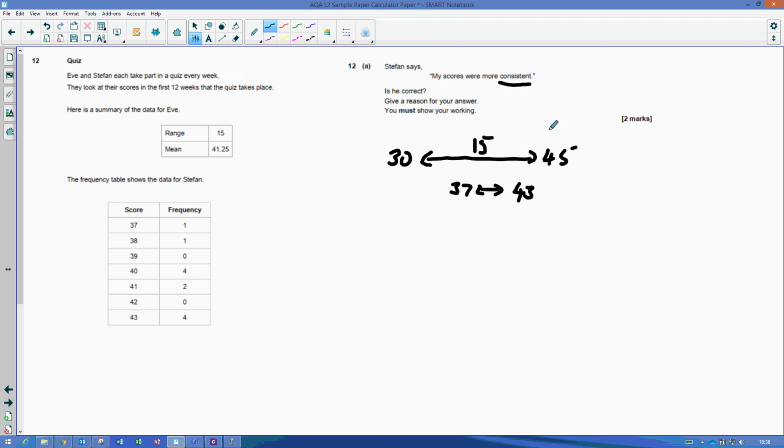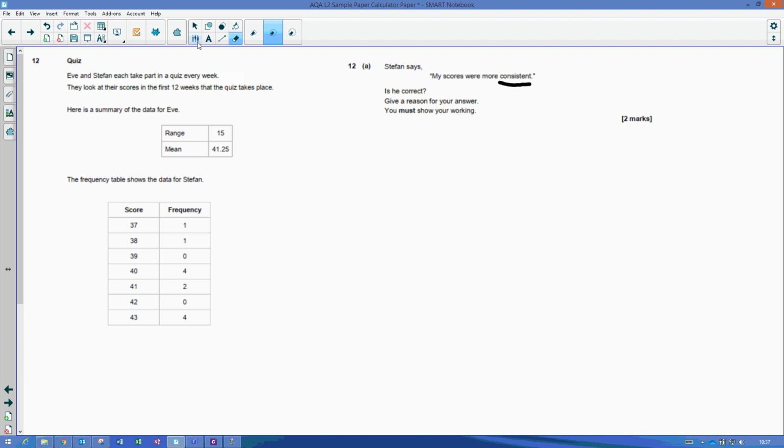Now, I'm making these numbers up, and we don't want to be making numbers up in an exam. So you wouldn't draw this sort of picture. That was just an explanation of what consistency means and how it relates to range. What you would want to do in the exam is actually work out Stefan's range.